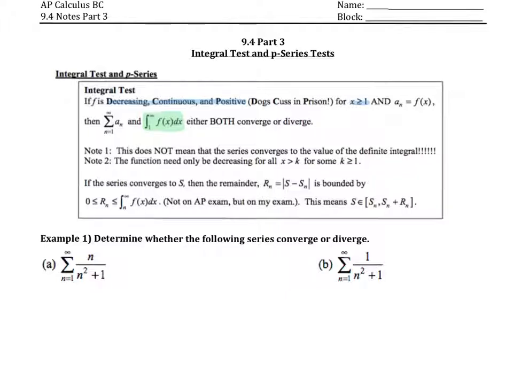The first note, that does not mean that the series converges to the value of the definite integral. So just because the definite integral converges to 5 does not mean that the series is also going to converge to 5, only that it is going to converge.